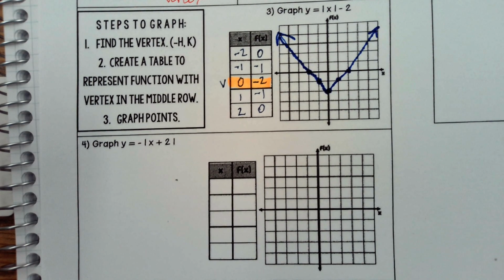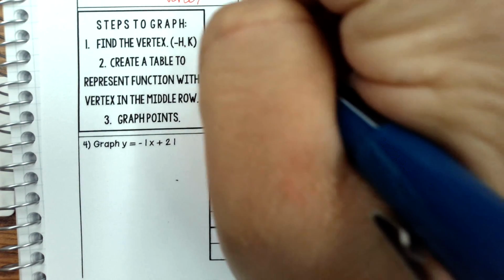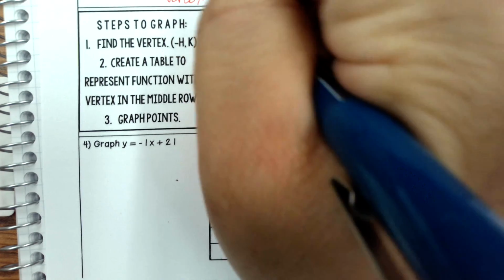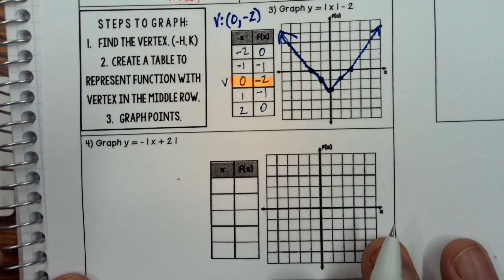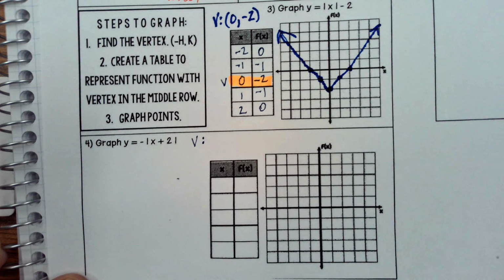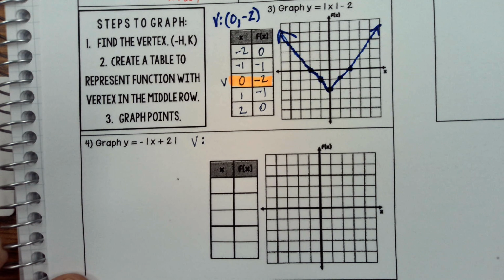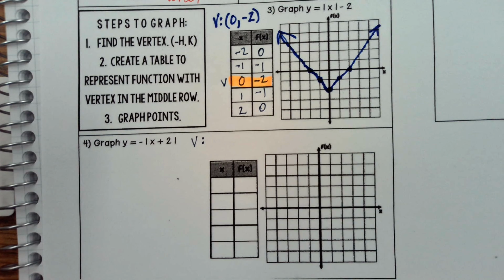Okay. So, I honestly should have, I'm going to add the vertex here because I always want to list the vertex. Like, I'll list the vertex here. Okay. Everything okay? Okay. So let's find the vertex for this one.